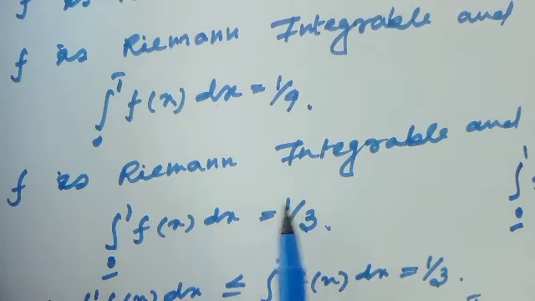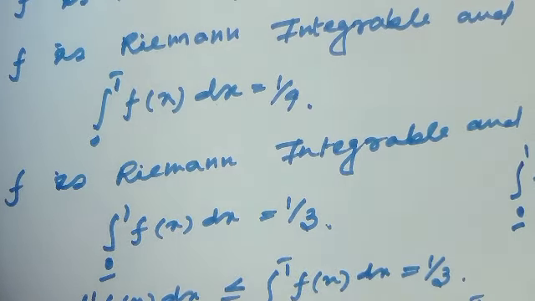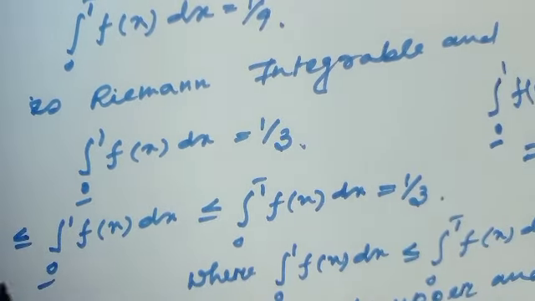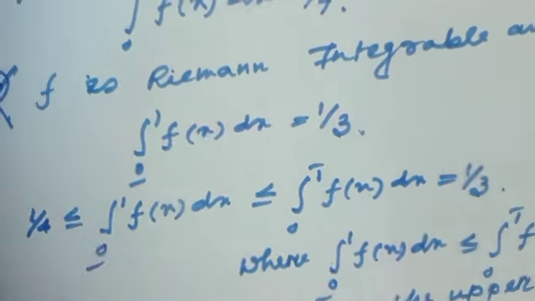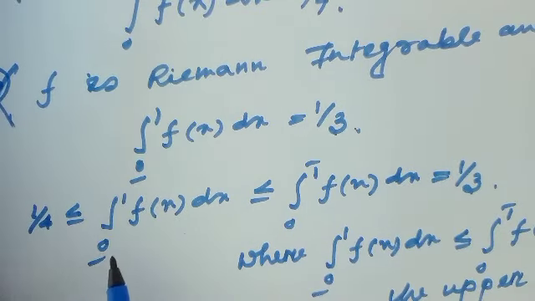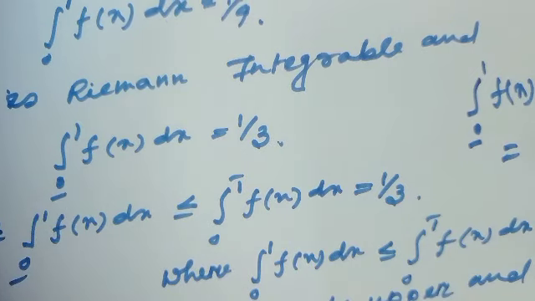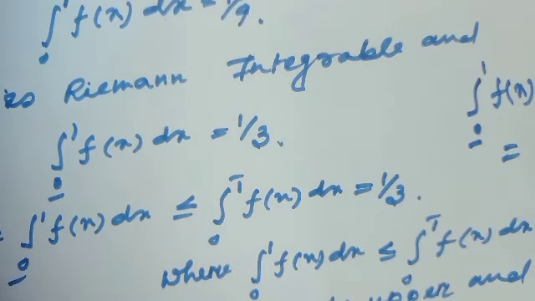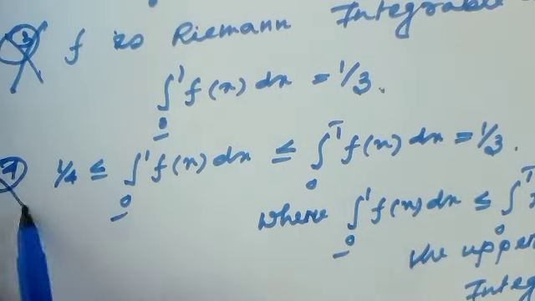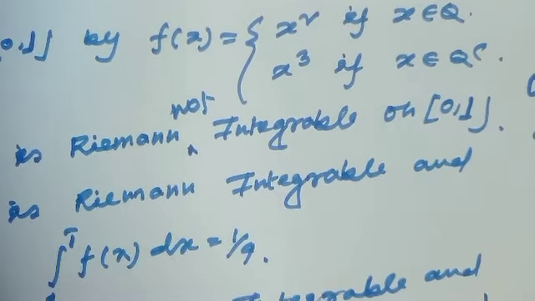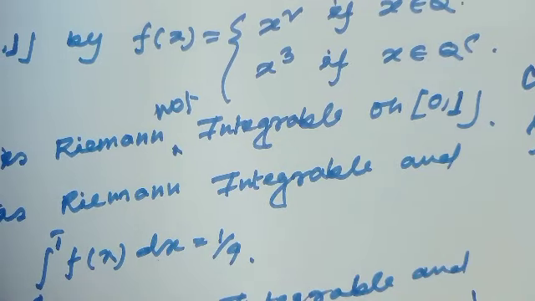Here it is also indicated that f is Riemann integrable. So obviously this is wrong because actually the function is not Riemann integrable. The fourth option indicates 1/4 is less than or equal to the integration 0 bar to 1 of fx dx, which is less than or equal to the integration 0 to 1 bar of fx dx, which is equal to 1/3. This is also a wrong option. That means only option 1 is the true option. Are you getting how we have to find the Riemann integration of any function?